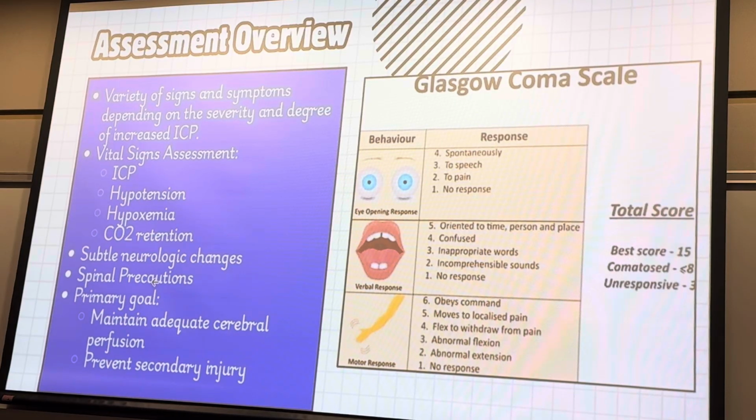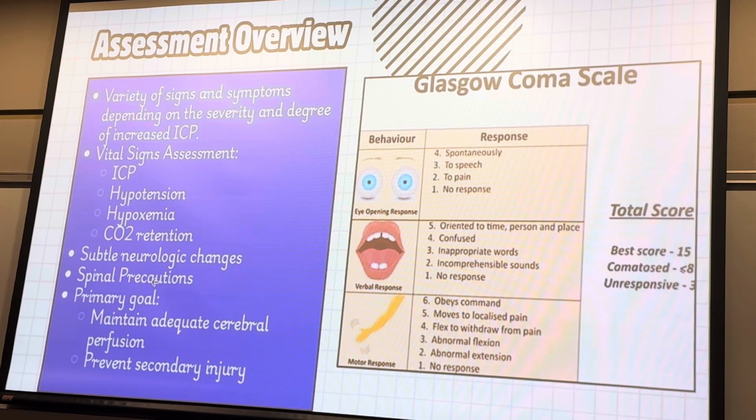Signs and symptoms are really going to vary depending on if it's that mild, moderate, or severe type of brain injury. And that's when we're going to start to see that increased swelling and that increased edema. That's going to increase our ICP, or our intracranial pressure, overall.